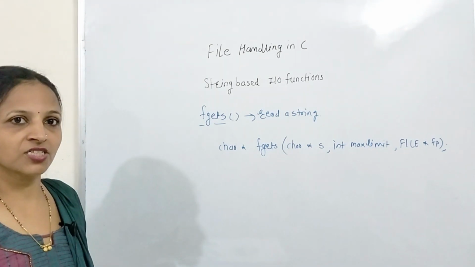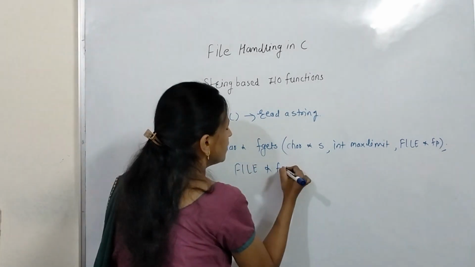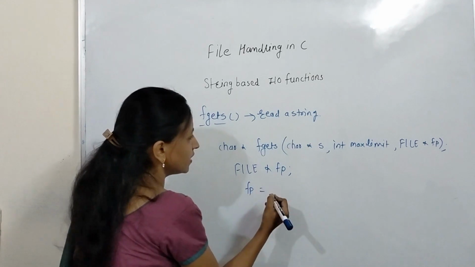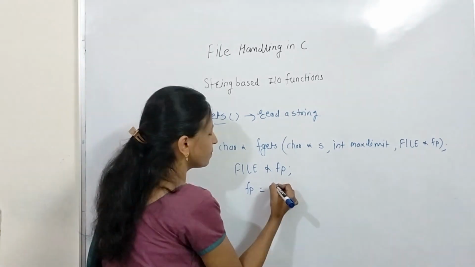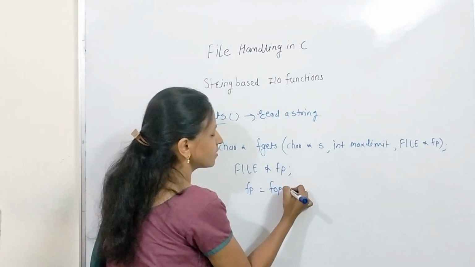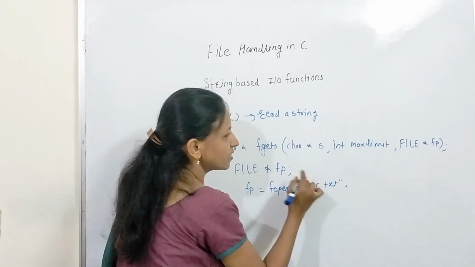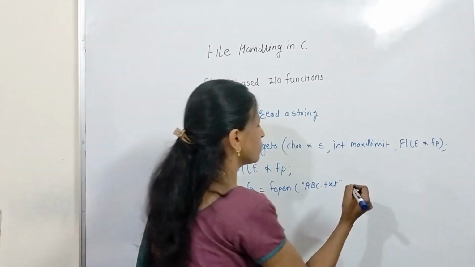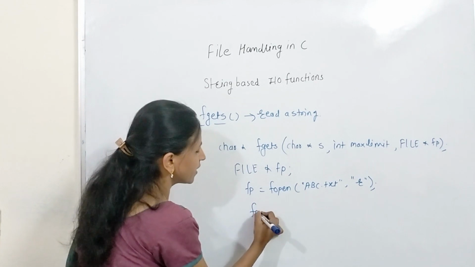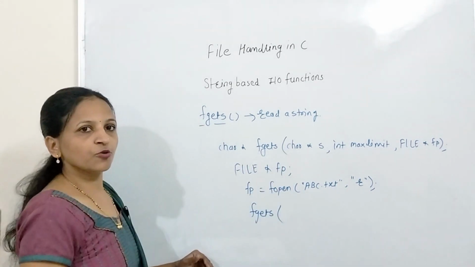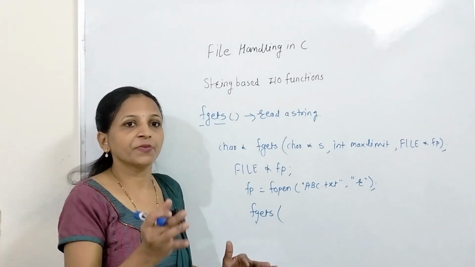See how to use this function. Here I have declared one file pointer, file star fp. Now I am opening one file in read mode because I want to read a string from the file. fp equals fopen, the same thing again, abc.txt. This is a file, and from that I am going to read the first string. How to use fgets? The first argument is the string in which you want to copy whatever is read from that file.